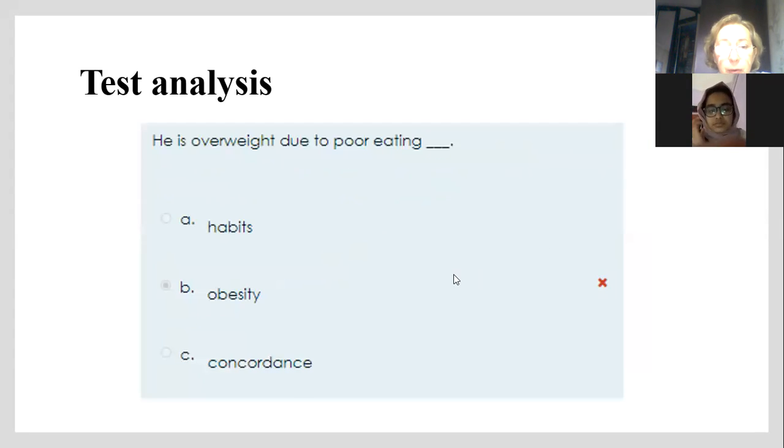Okay, so the next is also about definition. No, it's not definition. This is the use of a word in a context, and there is a statement here: he is overweight due to poor eating. When we see overweight, we think of obesity. That is why a student marked obesity. It's connected with overweight, but we should look at the structure of the sentence. And so here we have the phrase poor eating what?